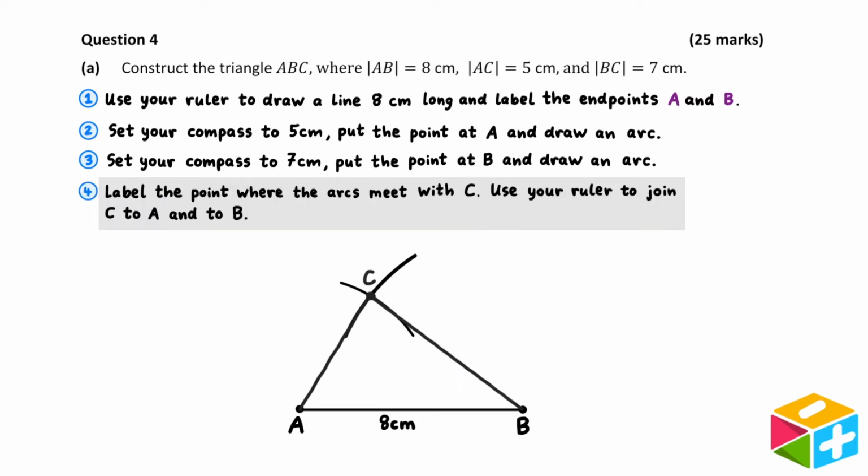The point where these two arcs meet is C. Using our ruler, we join this point to A and we join it to B. And this completes our triangle.